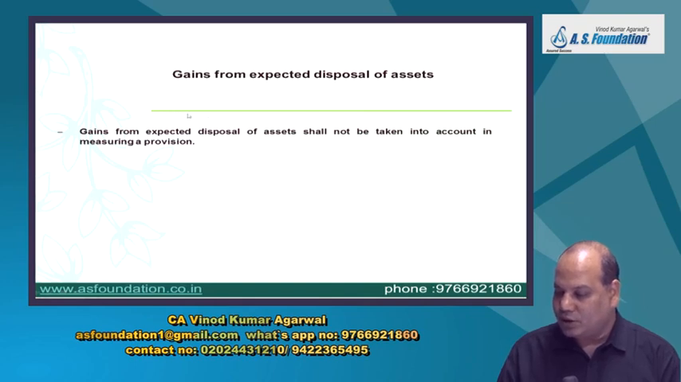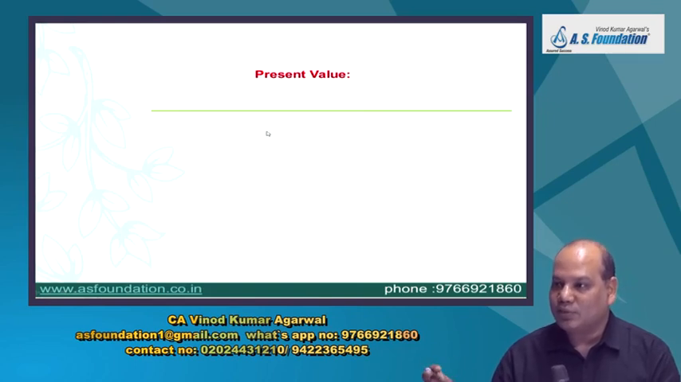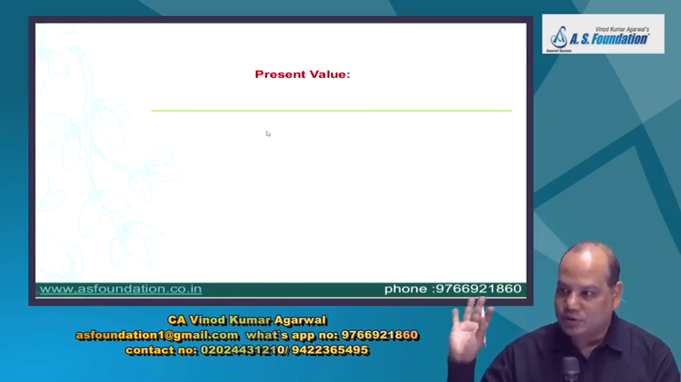Gain from expected disposal of the asset. So while estimating the amount of provision, if you think you may gain some amount, you may make some profit on disposal of some asset, ignore it. Here they are applying concept of prudence, because this is a future event. Unless you actually dispose the asset, you will not consider the gain in the calculation of amount of provision. Okay.